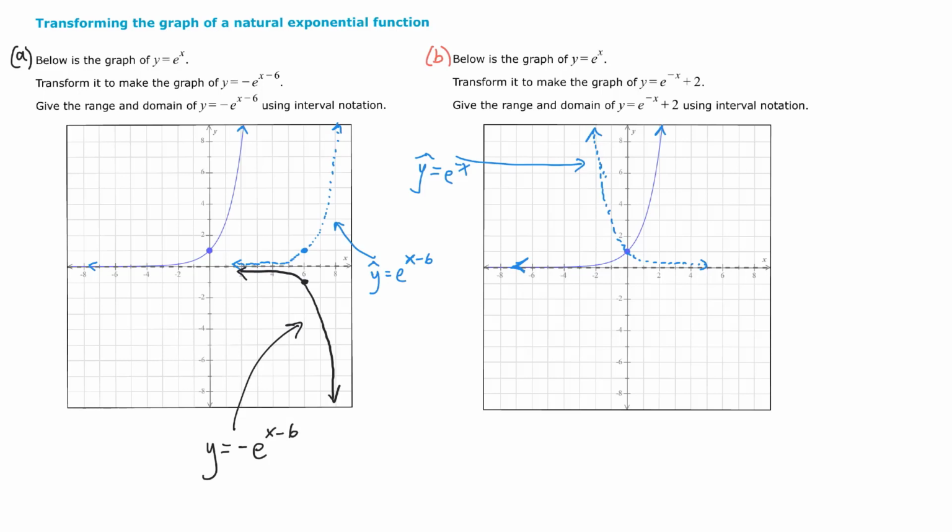Back to example B. Now we just have to add 2 units to all these little blue dots here. It says move all these y values up 2 units. The simplest one to move would actually be the y-intercept. So this is 0, 1. Let's move this to 0, 3. And I'm going to plot a red dot.